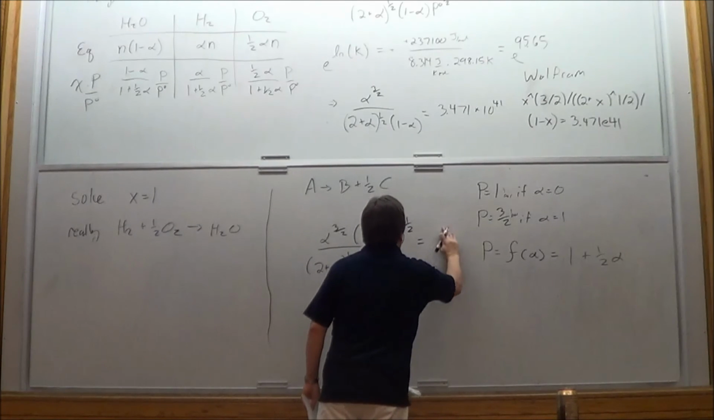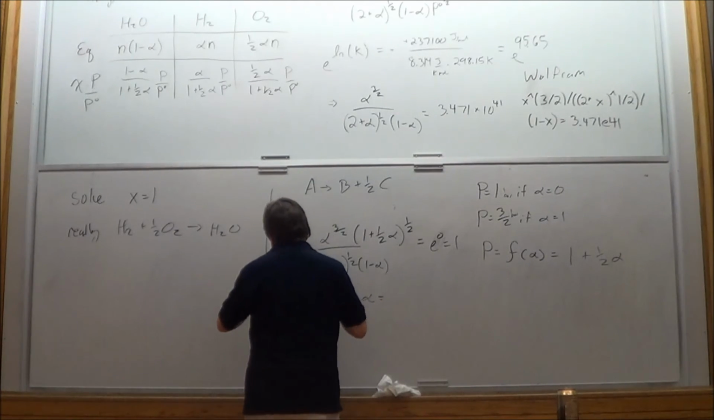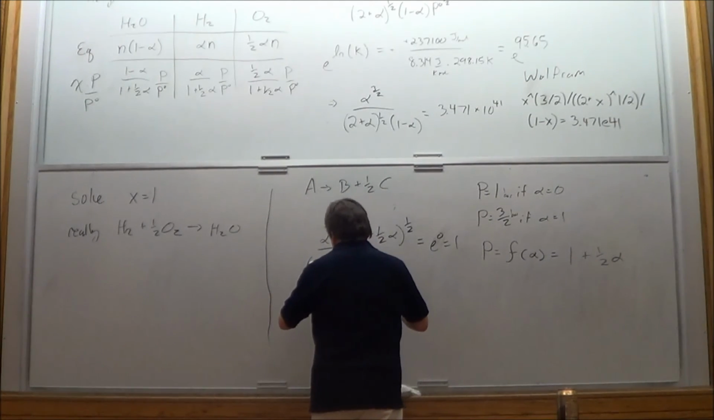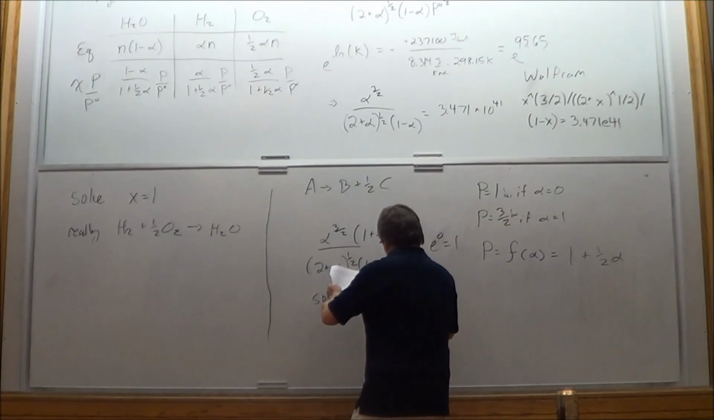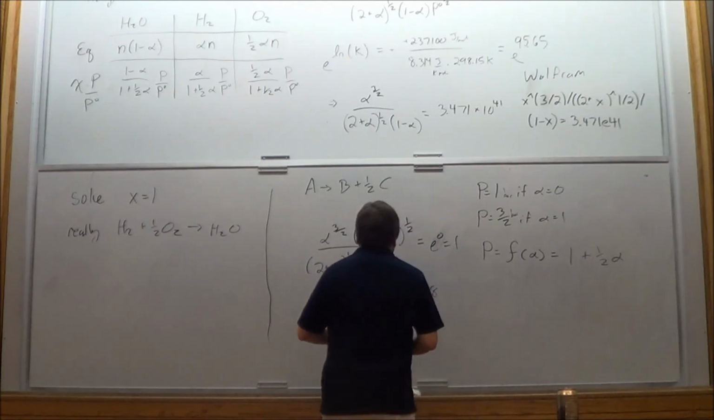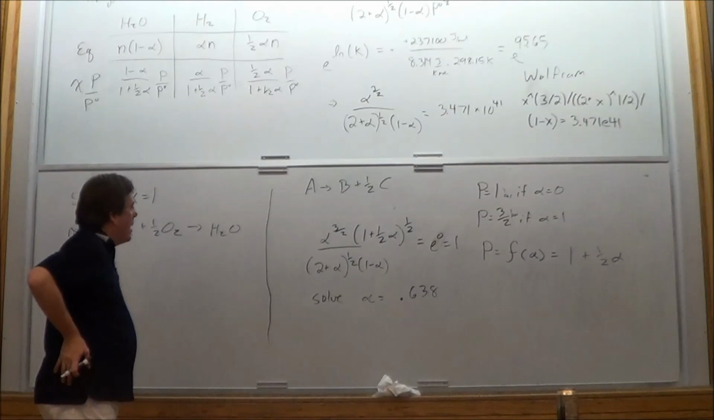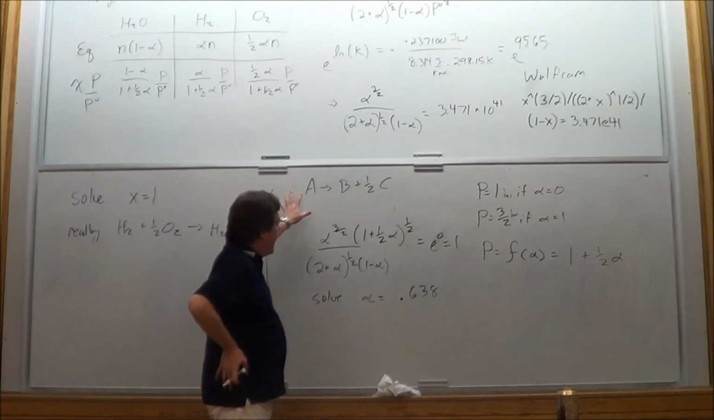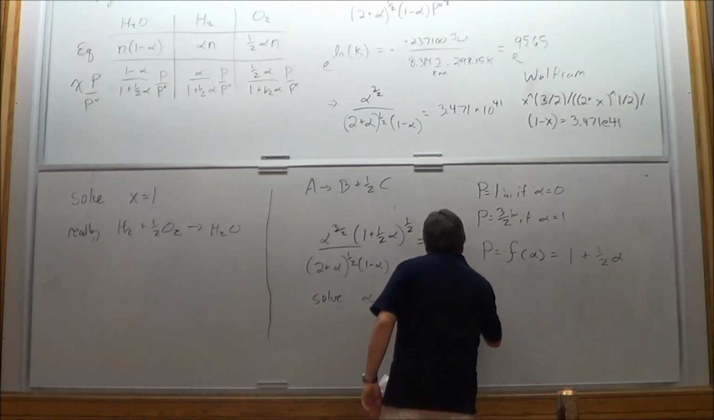Okay. Now your solver is this. Sorry, let me remind you, e to the 0. Solve. Alpha is 0.638. So, as opposed to water, if I had not done this, the answer was 0.6666.